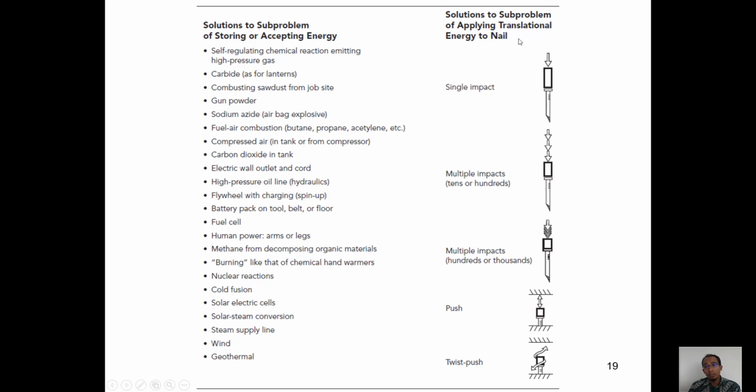On the other hand, the alternative solutions to the problem of applying translational energy to the nail will have single impact here, multiple impacts, and then multiple impacts with hundreds or thousands, even more, multiple impacts here. Push or using twist push. So these are the ways we apply translational energy to the nail.